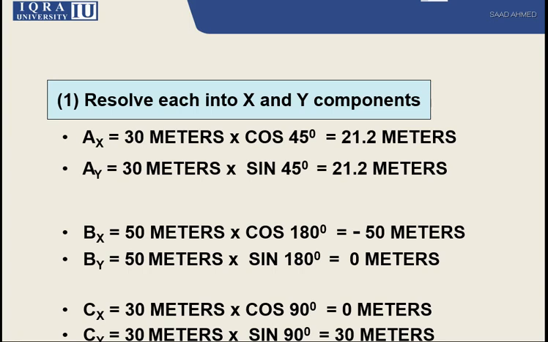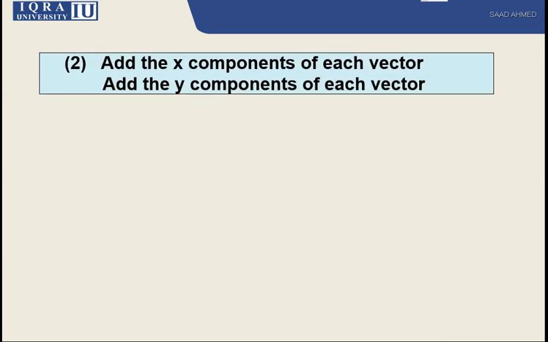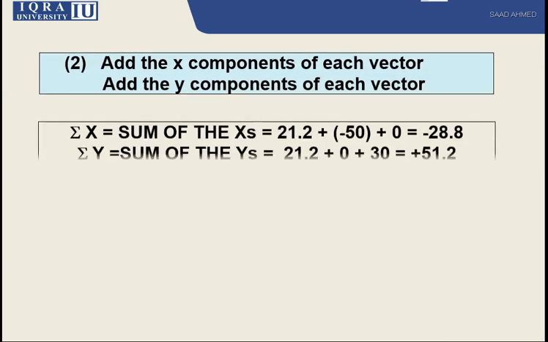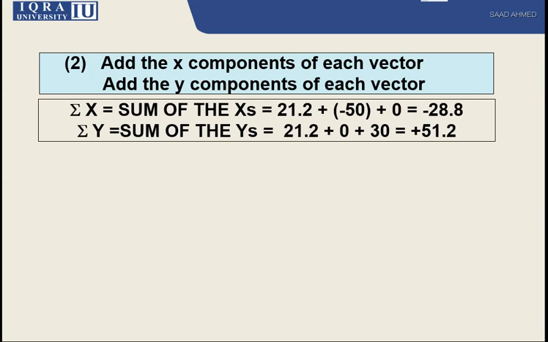For three vectors, you have calculated the values using the formula, and now add the x component of each vector and the y component of each vector. We added summation x and summation y. We get 28.8, that is in negative, and plus 51.2 in positive.